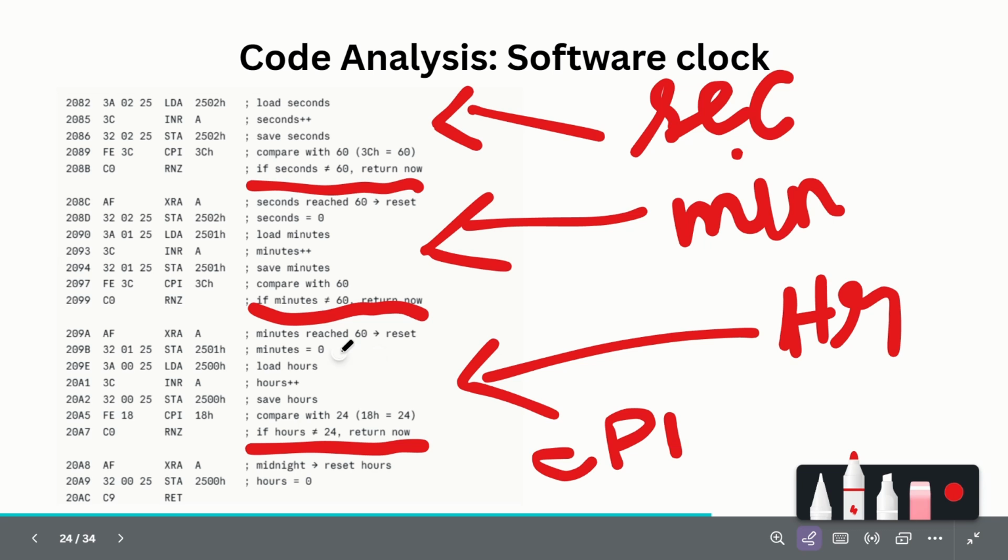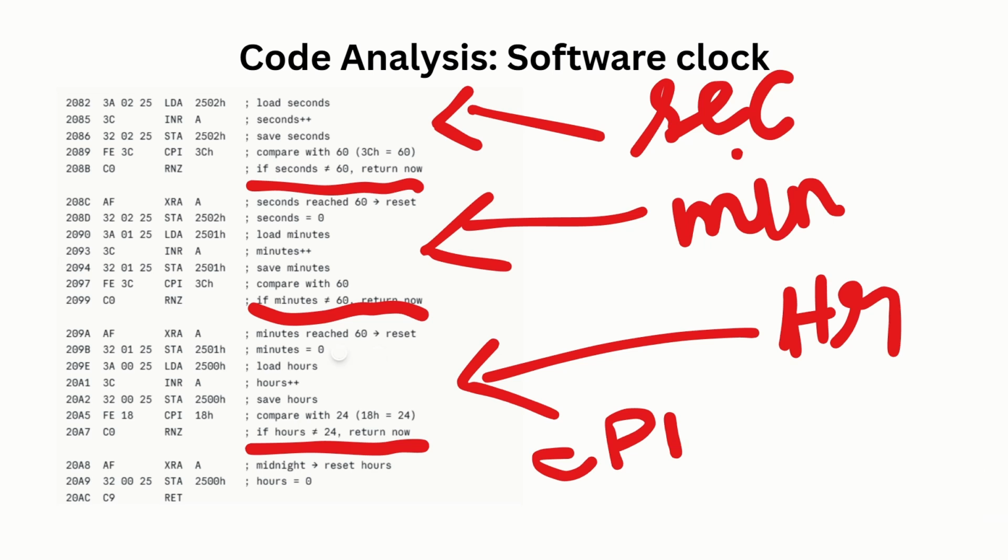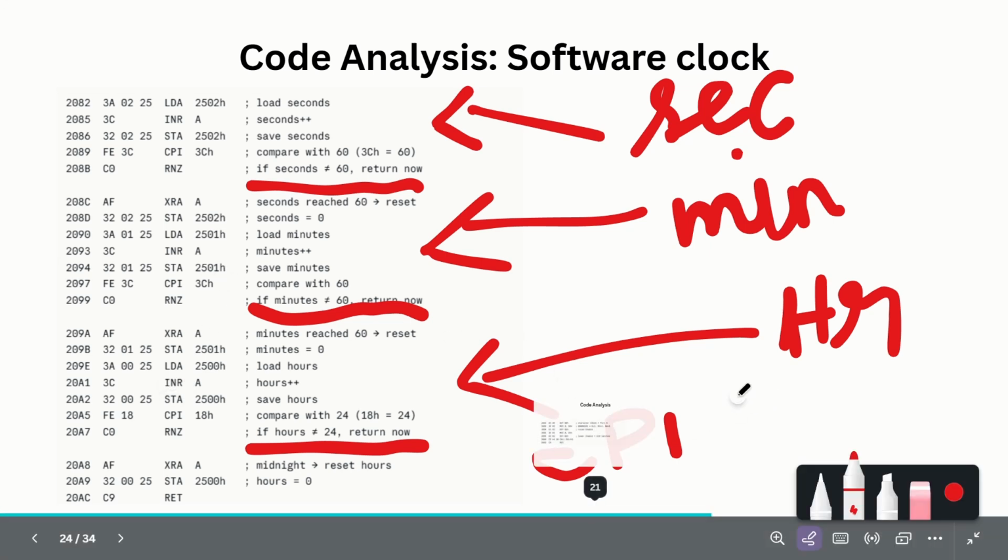You can see it. We have just used the same principles. We used XOR, and then we stored the accumulator value in the RAM, and then we loaded the RAM with the accumulator value, and then, as you can see, we used compare immediate.